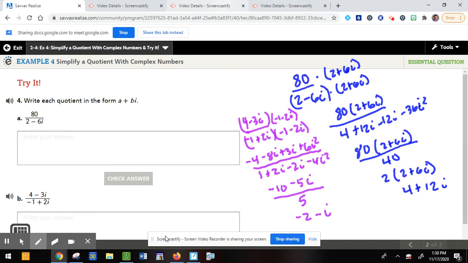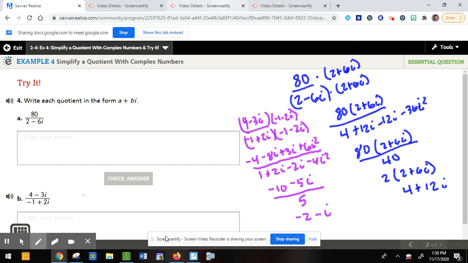All right, the first one, part A, I did in blue. The conjugate of 2 minus 6i is 2 plus 6i, so that's what you're going to multiply numerator and denominator by. I left the numerator undistributed for the moment because I might be able to divide something, which we will. I FOILed the denominator. The 12i minus 12i will end up canceling out. Negative 36i squared will end up being plus 36, or positive 36. Plus 4 is 40. 80 divided by 40 is 2, so I end up with just 2 times 2 plus 6i, which ends up being 4 plus 12i.